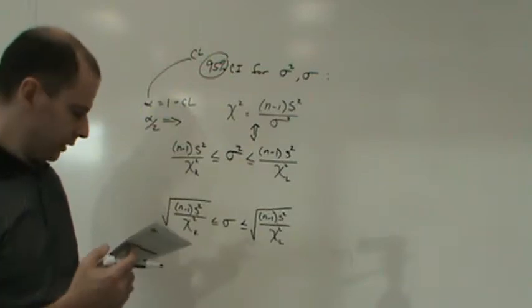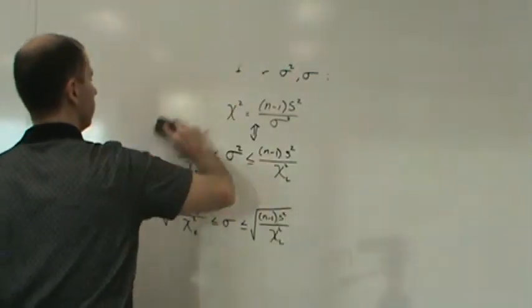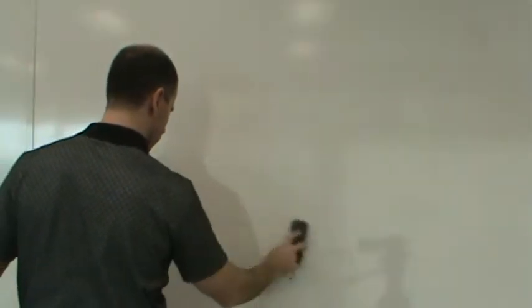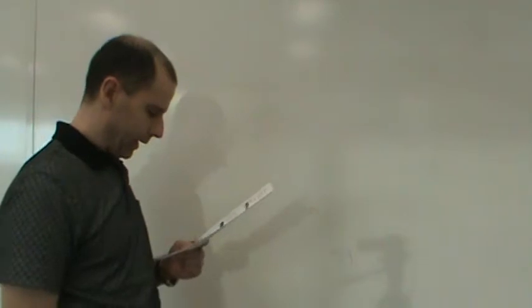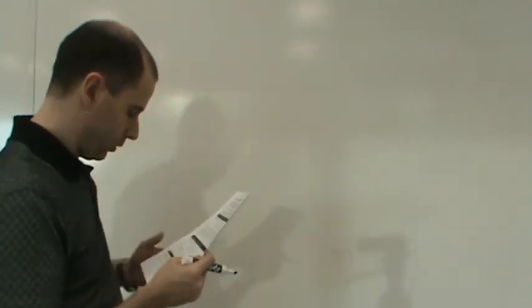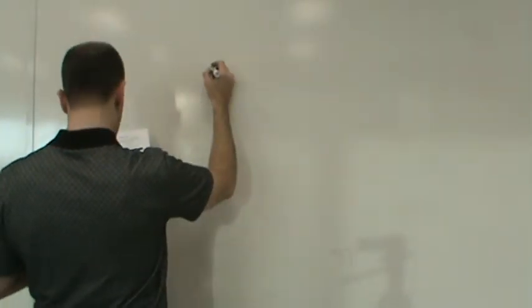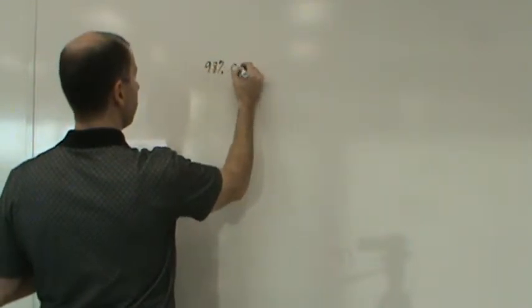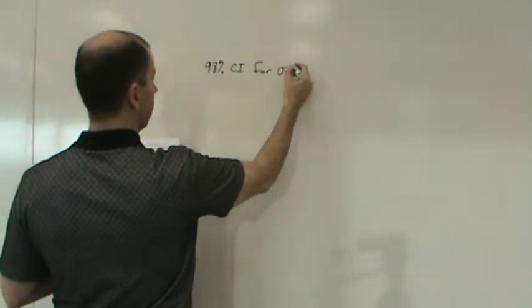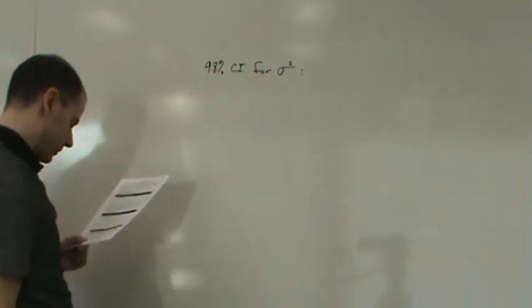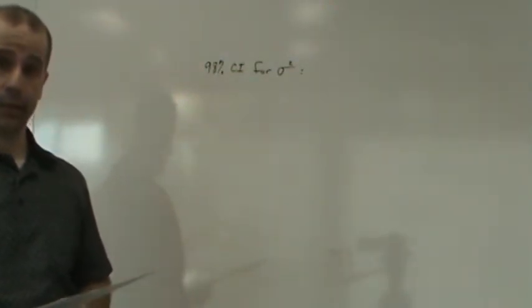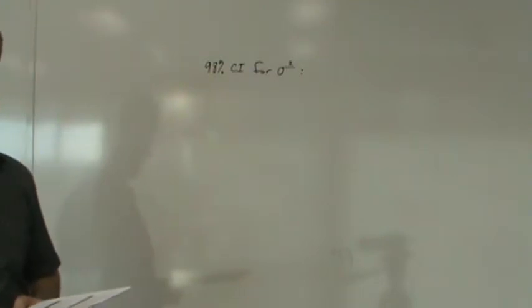So let's use an example. It says the weights in pounds of 15 dogs selected randomly from those adopted out by an animal shelter last week are shown in the list below. Construct a 98% confidence interval for the population variance. Okay, so we want a 98% confidence interval for the variance. What is the variance? It's the variance in the weight of dogs. Dogs from this particular animal shelter.